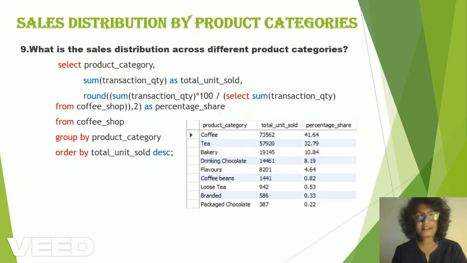Here, coffee got the highest percentage share of 41.64%, followed by tea, bakery, drinking chocolate, and so on.